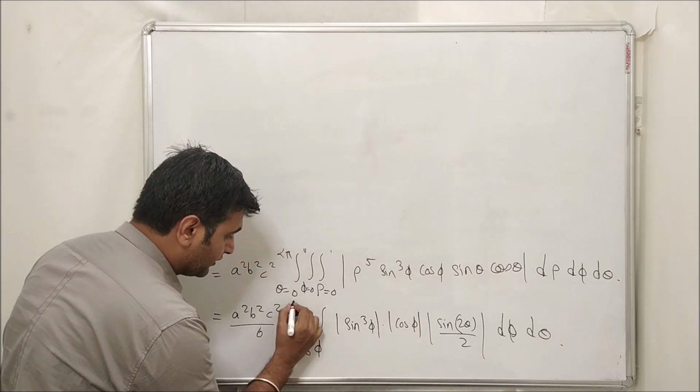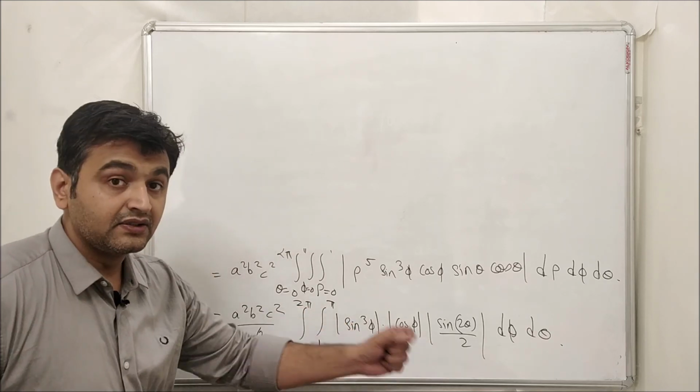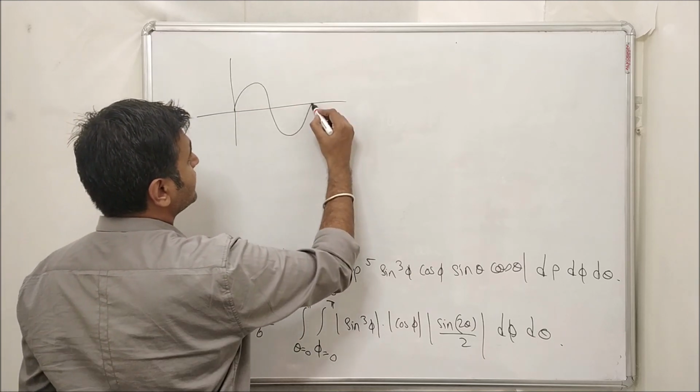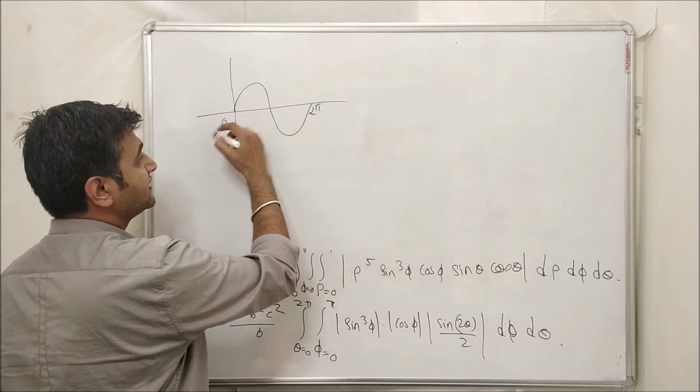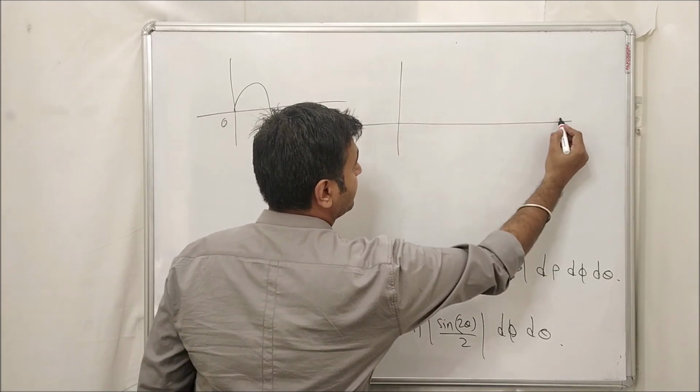Let's play with theta and phi over here. So sin 2 theta. So sin theta is what? We know that the graph for sin theta is what? 0 to pi, 2 pi. This is the graph for sin theta. What is it for sin 2 theta?